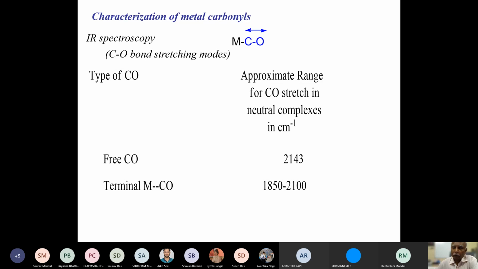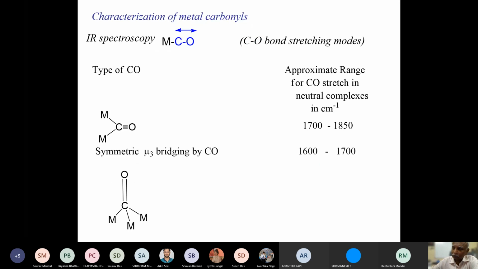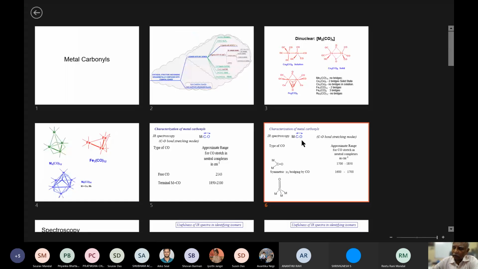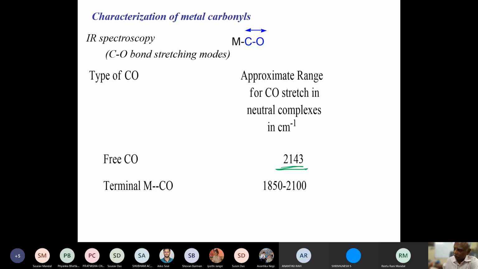So carbon monoxide complexes are very often characterized by infrared spectroscopy. And I have already mentioned that the free carbon monoxide has got a stretching frequency of 2143 centimeter minus 1. Sorry, the touch is moving the screen forward. Let me just adjust.